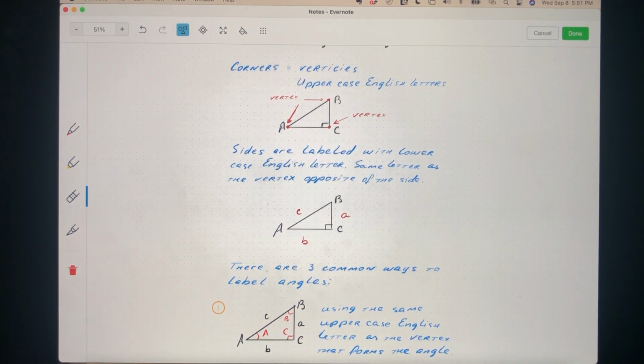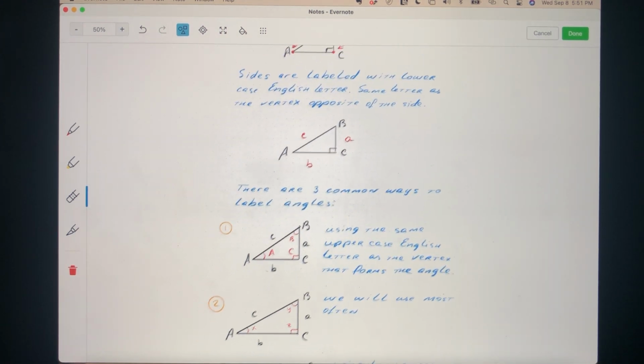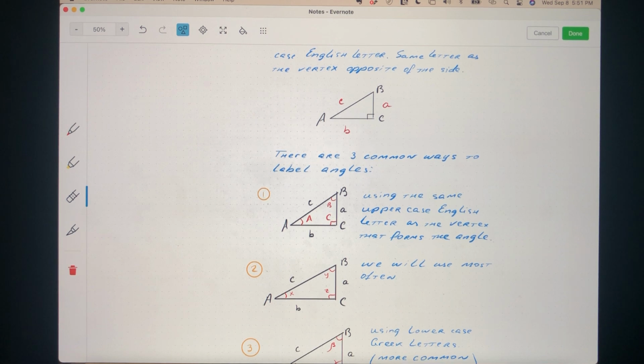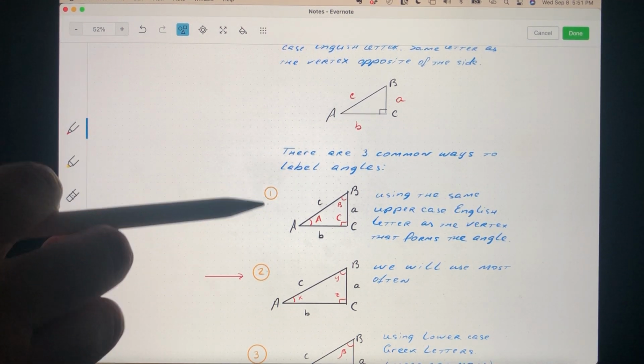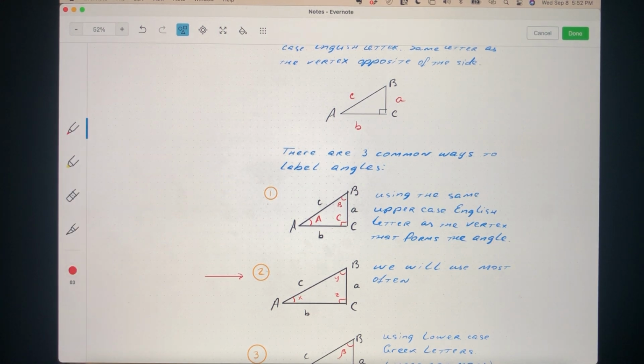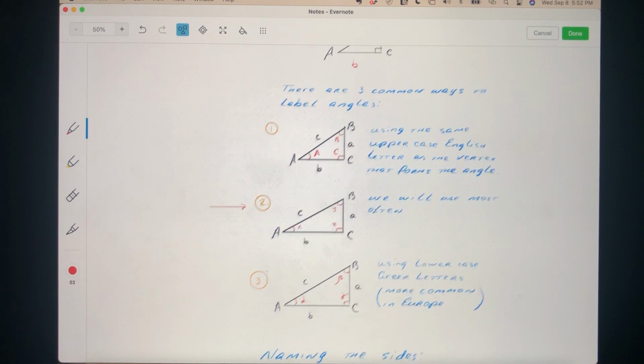The other way is using XYZ instead of ABC, and this is the way that we will be using often. Case number 2 will be used more often than case number 1. The last possibility is more international. The first two are more used in the United States. The last one is more frequent in Europe and other countries.